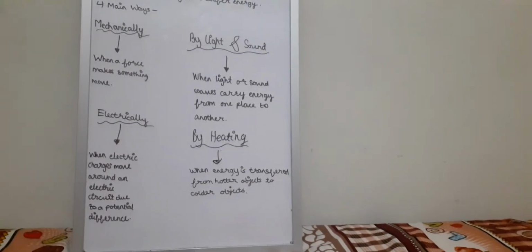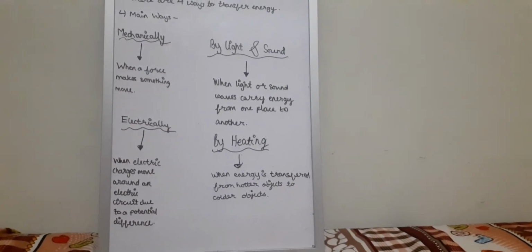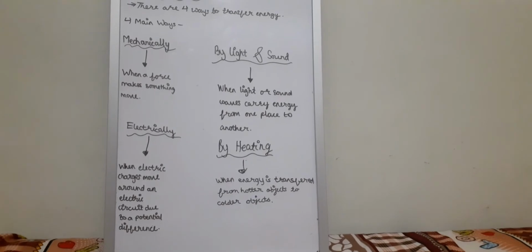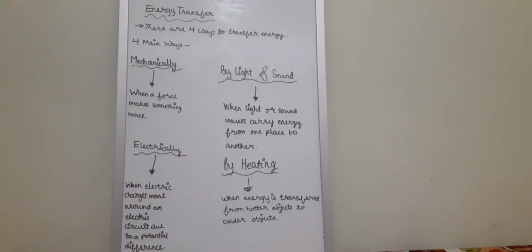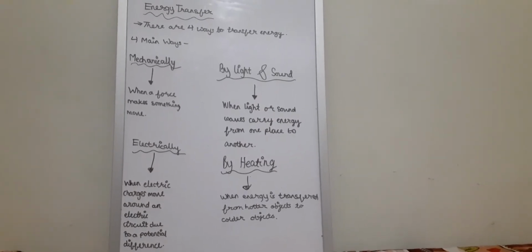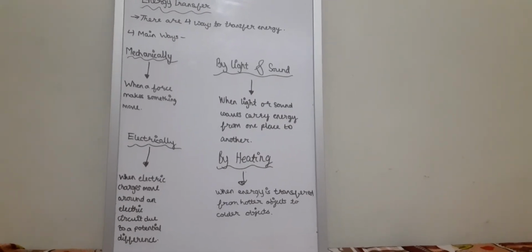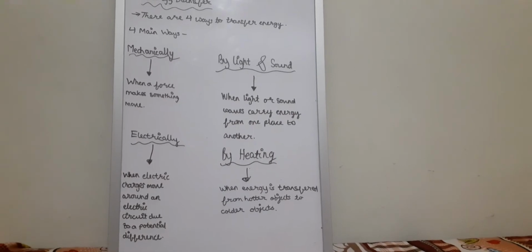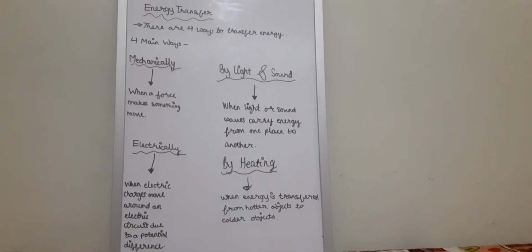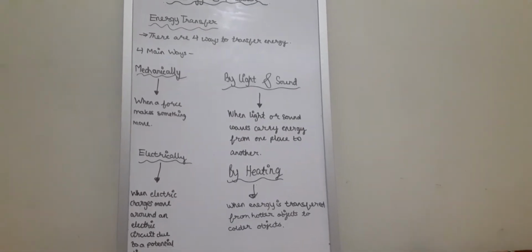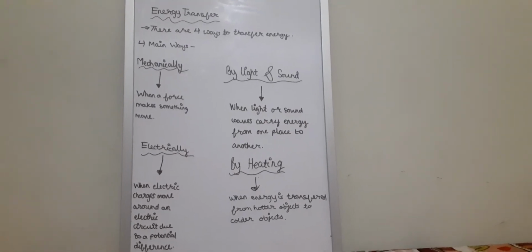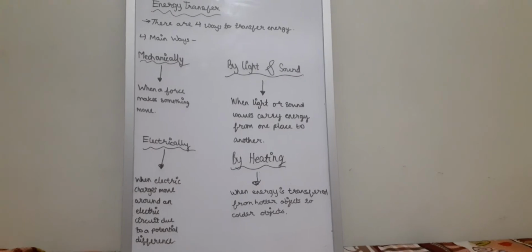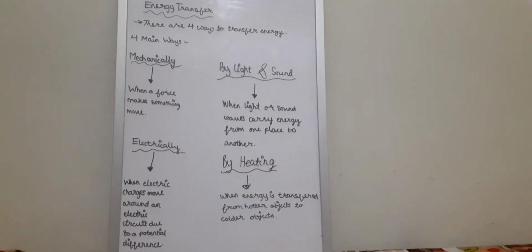3. Electrically. When electric charges move around on electric circuits due to potential difference. 4. By heating. When energy is transferred from hotter objects to colder objects. Here are the 4 main ways: mechanically, by light and sound, electrically, and by heating.